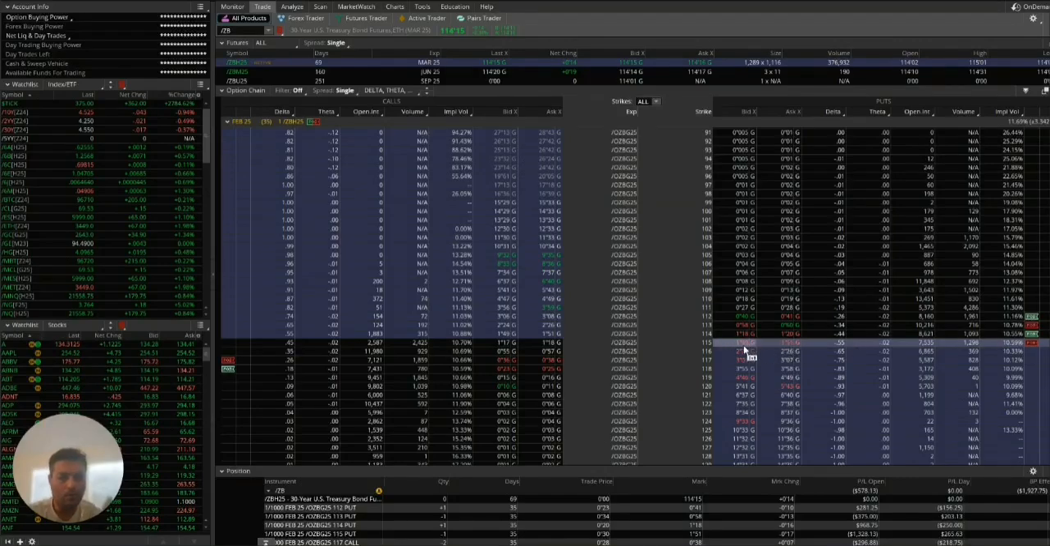But right now I have two iron condors here. And the reason for that is I had two put spreads, which went wrong for me. I converted both of them into iron condors. Now, how did I do that?